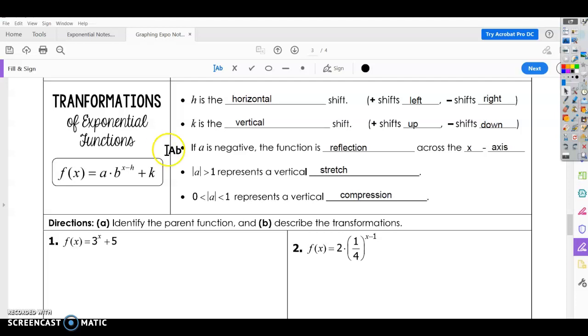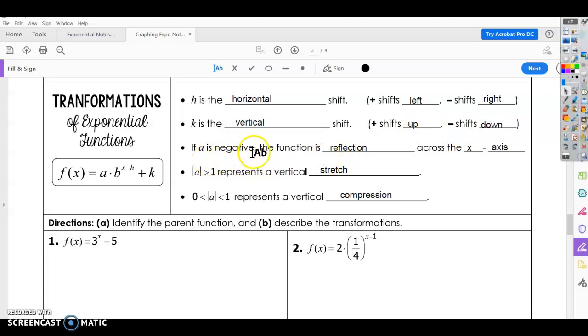All right, so let's look at what some of these things do. H is the horizontal shift, so whatever the number h is here is going to shift you left or right. If it's plus h, it's going to shift you to the left. And if it's minus, it's going to shift you to the right. Okay, so refer to these notes when you're graphing to see if it makes sense what's really happening. K is the vertical shift. That means it's going to shift you up and down. Plus shifts you up, minus shifts you down.